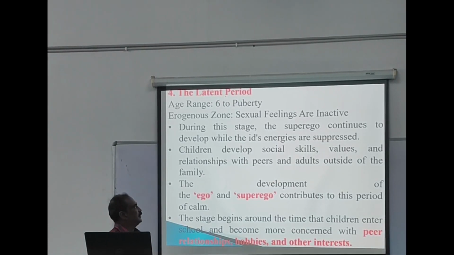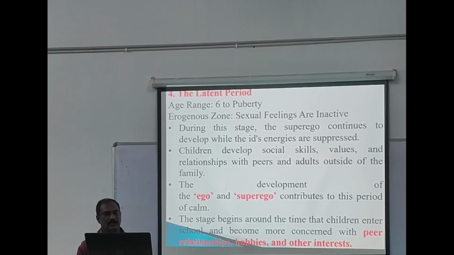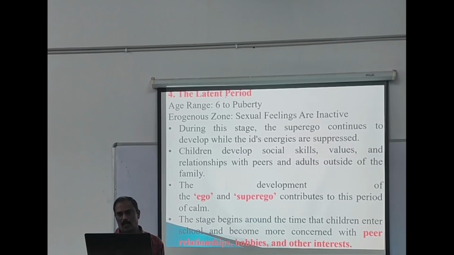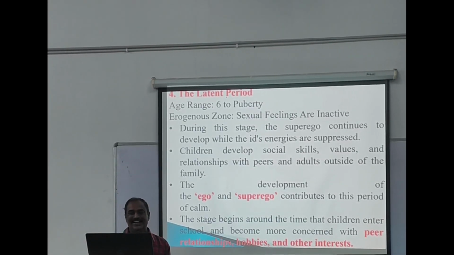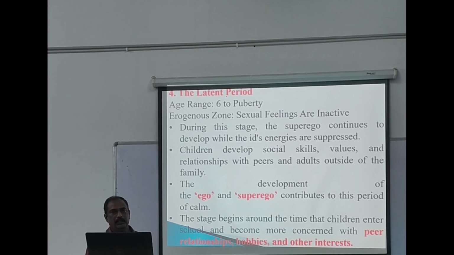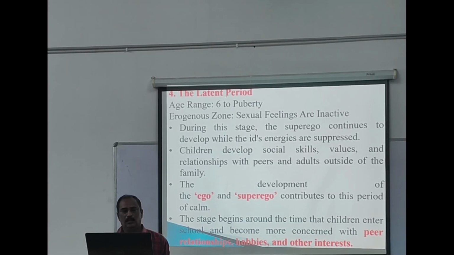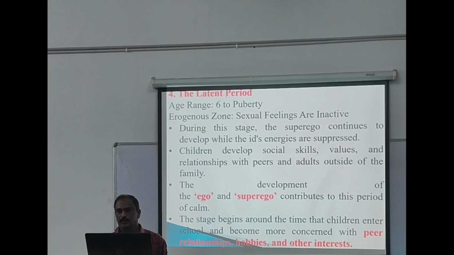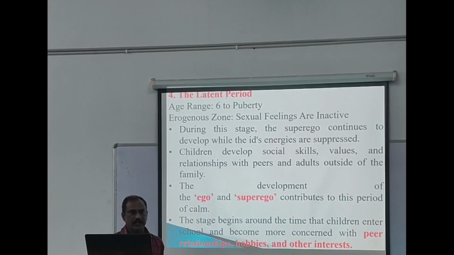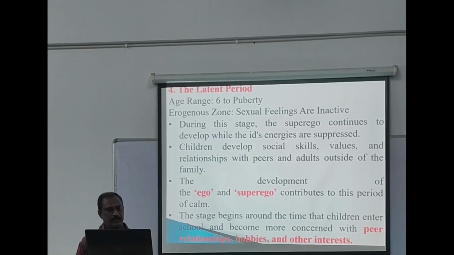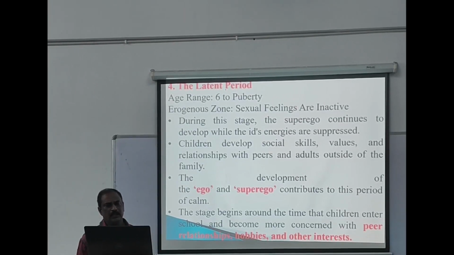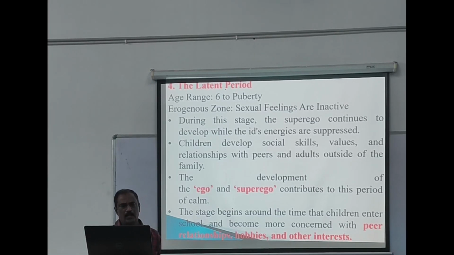Okay, so when we come to the fourth stage of Sigmund Freud, the latent period, the age range is from 6 to puberty, and the erogenous zone is that sexual feelings are inactive. When they get to 6 and above, the sexual feelings become inactive. So they don't touch their genitals, or mingle with girls like that. Until puberty, all sexual feelings are inactive.